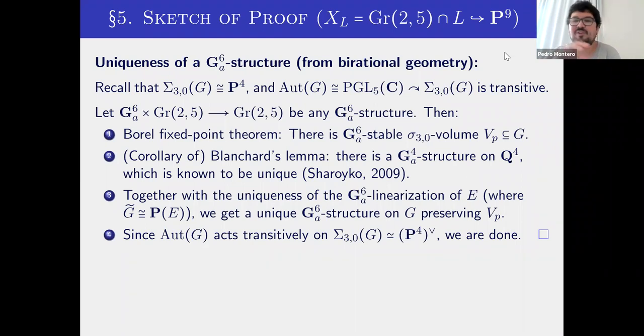And the thing is that we did all this construction picking one volume, and we could change coordinates to take another volume, but the action of the automorphism group is transitive, therefore everything is essentially the same up to change of coordinates, and therefore all the structures are equivalent. That's the sketch of the proof.